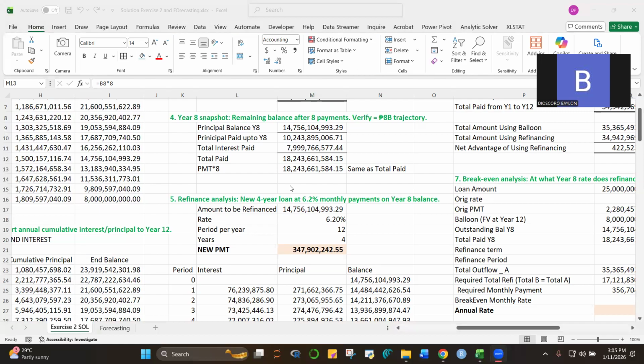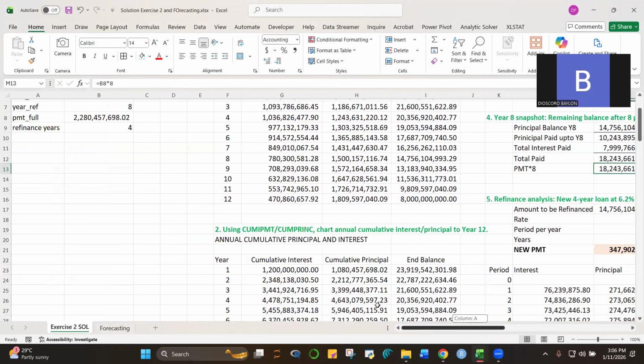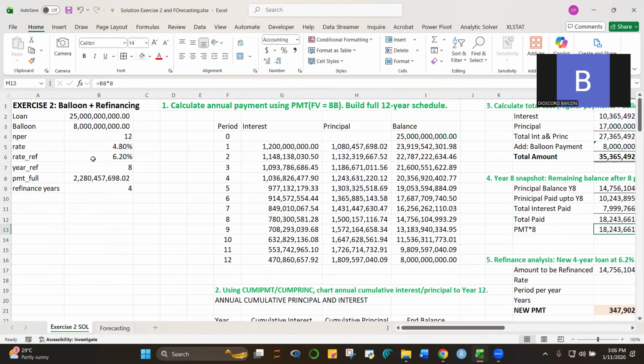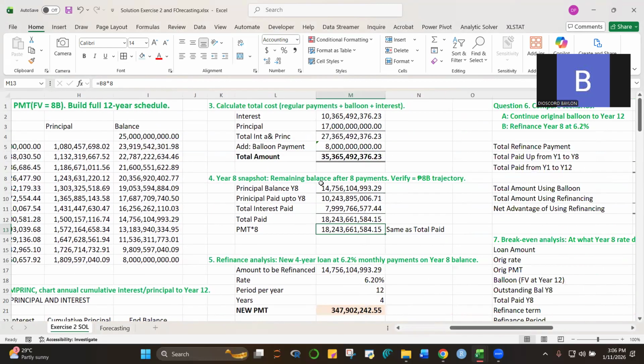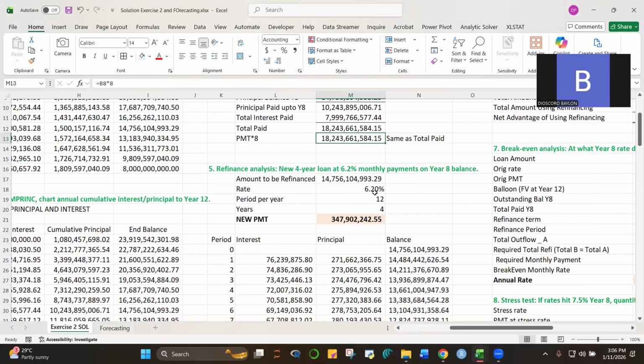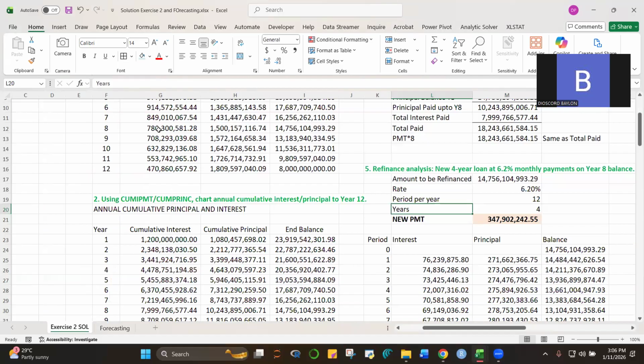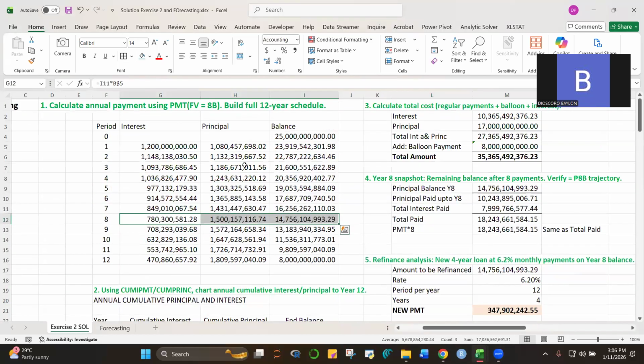Okay, so the question is, will refinancing after 8 years be better than just continuing with the balloon payment? Let's compute. We're told that the refinancing rate is 6.2%, and it is a monthly refinancing. So the periods per year is monthly, and the number of years remaining is 4 years, since this will be considered after 8 years.